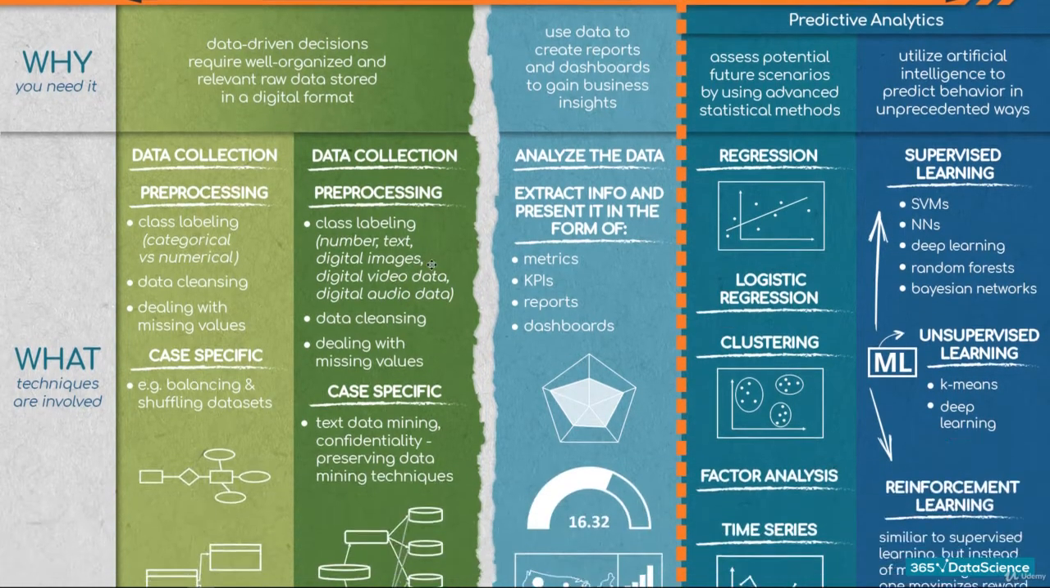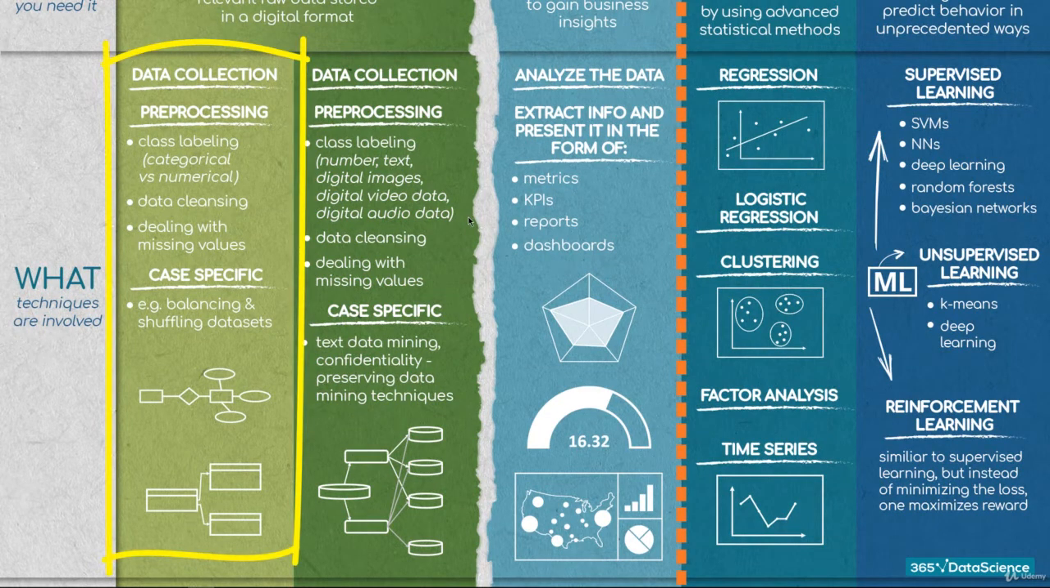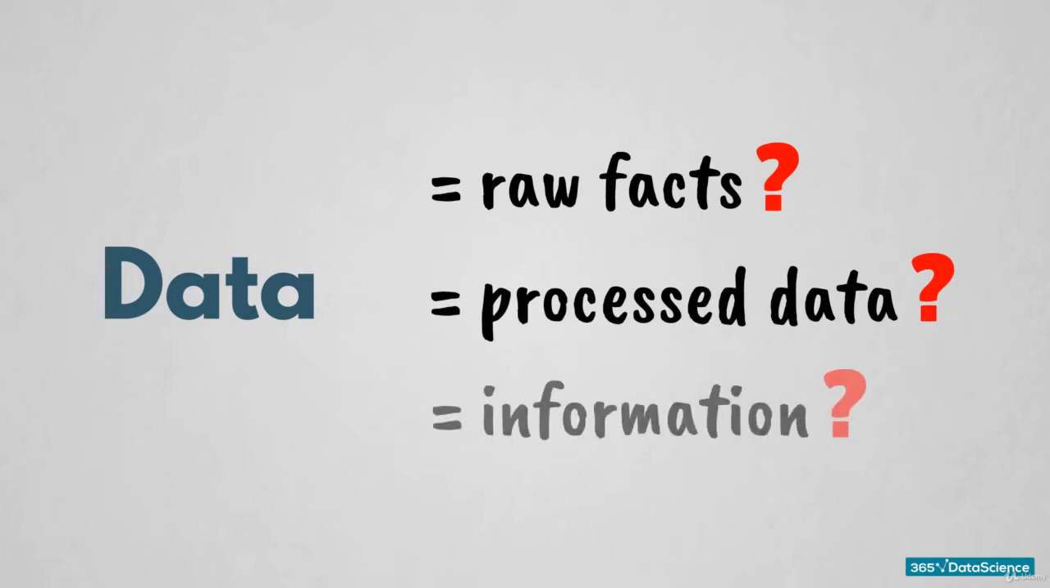In this video, we will focus on the first block of this row on the infographic. Approaches and techniques specific to working with traditional data. Data is a very broad term that can refer to raw facts, processed data, or information. To make sure we're on the same page and to better understand the different techniques that are applied to a dataset, we will separate those phrases.